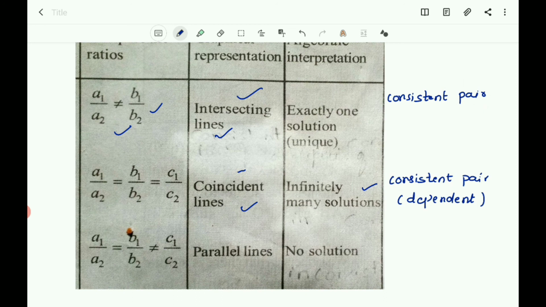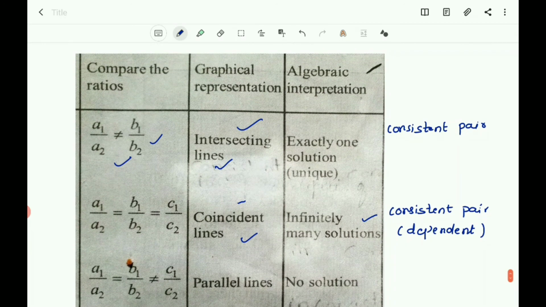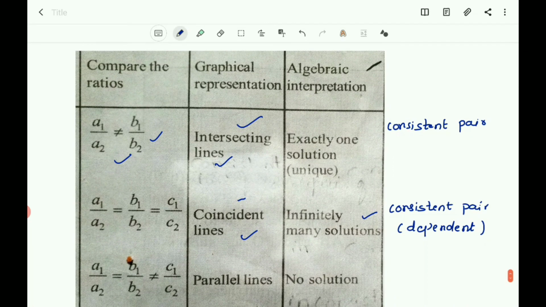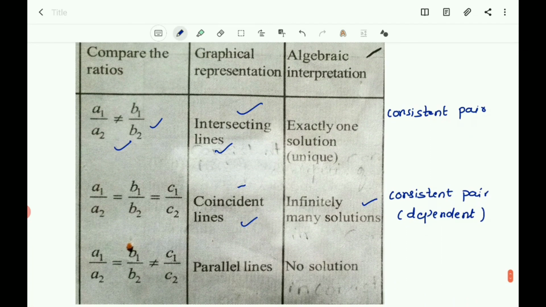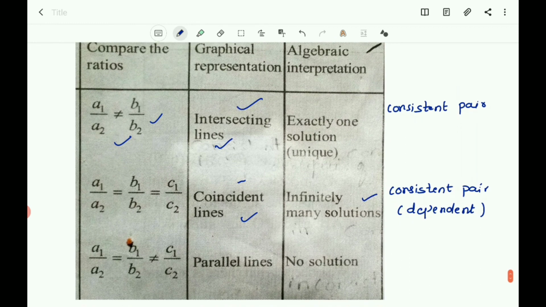Next, if A1 by A2 is equal to B1 by B2 but not equal to C1 by C2, then what is the nature of the lines here? They are parallel lines. The straight lines are parallel to each other and there is no solution. So the pair of linear equations is inconsistent. They are an inconsistent pair.